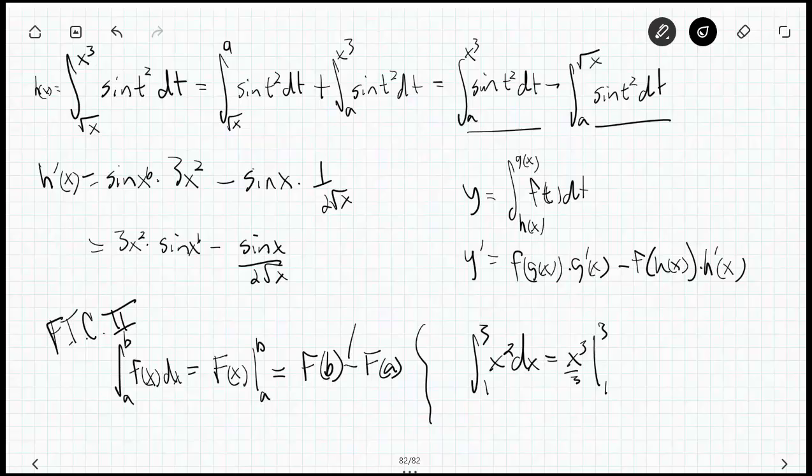Now this negative right here is going to give you fits if you don't give it the respect it is due. So this turns into 3 cubed over 3 minus 1 cubed over 3, which is 27 thirds, which last time I checked is 9, minus 1 third. Well, 27 thirds minus 1 third is 26 thirds, which is the exact same thing that we got before.